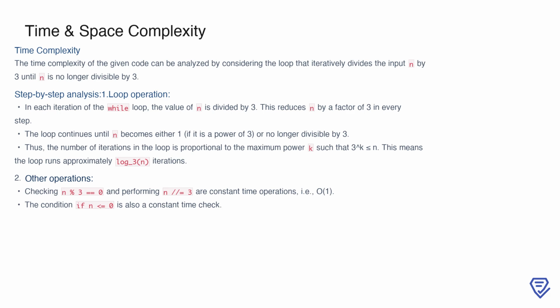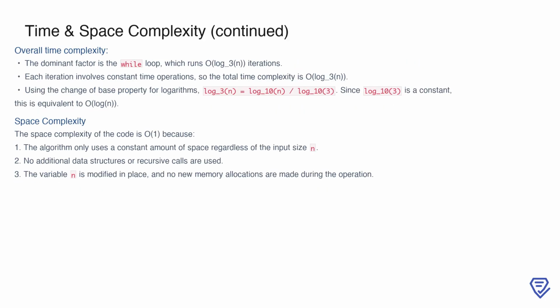Overall, the primary contributor to the time complexity lies in the number of iterations of the while loop. Now, considering the overall time complexity, the dominant factor is the while loop, which executes log_3 n iterations. Since each iteration involves only constant time operations, the total time complexity can be expressed as log_3 n. By applying the change of base formula, we know that log_3 n can be rewritten as log_10 n / log_10 3. Here, log_10 3 is a constant, so the time complexity simplifies to log n with respect to the input size.